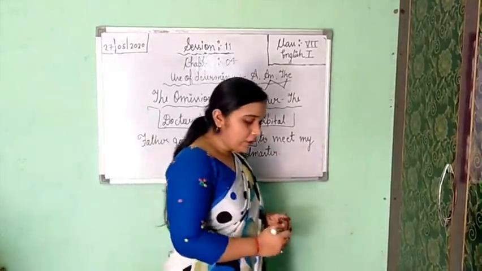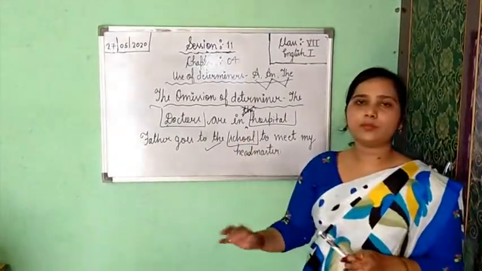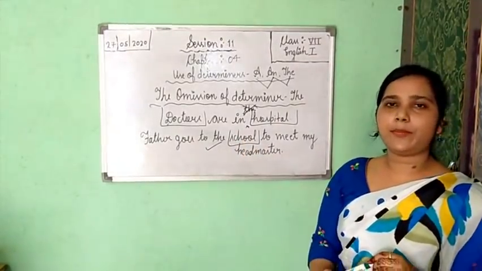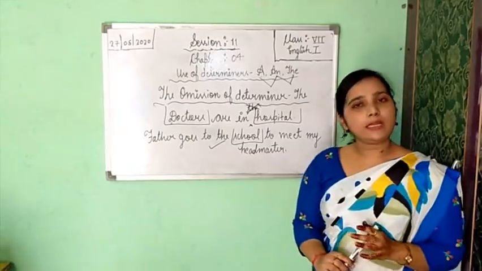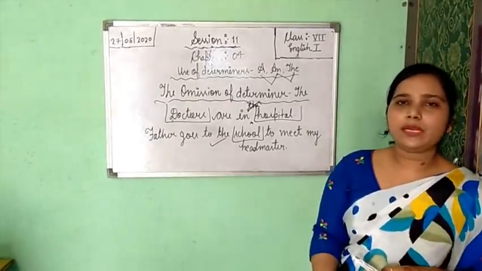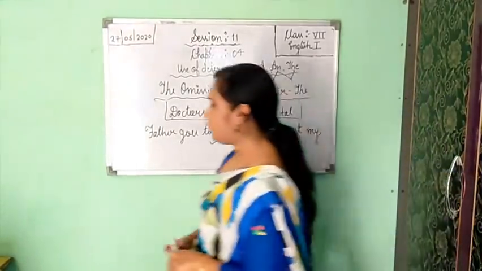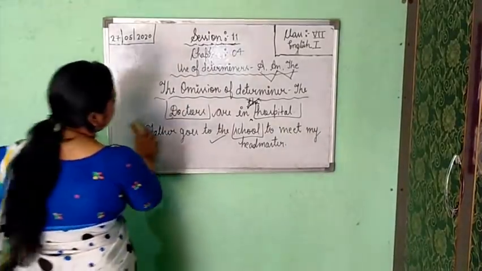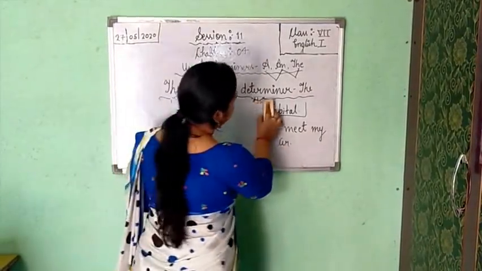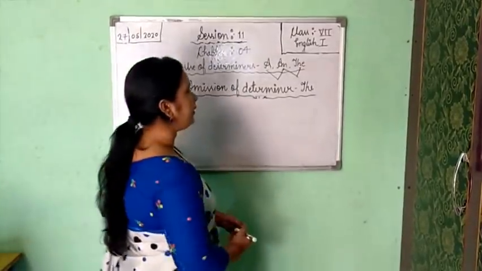Okay. If it is showing a primary purpose, then before the name of the school, hospital, office, church, temple, market, you will apply "the". But in a general way, if it is not denoting the primary purpose, then nobody has to apply "the". Okay, class? So that was the omission of determiner.